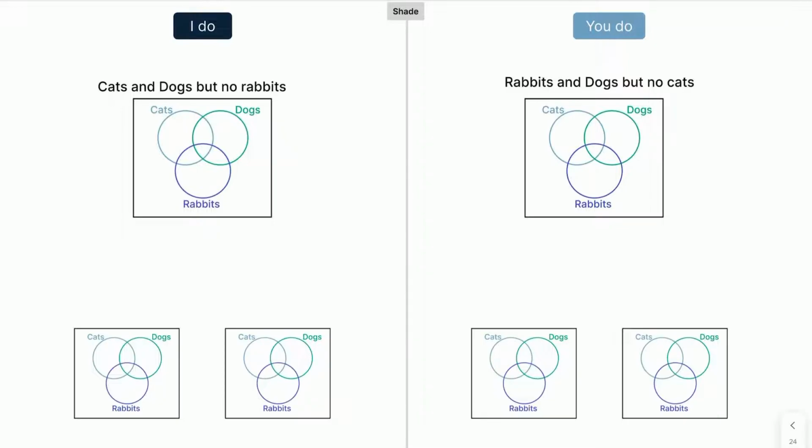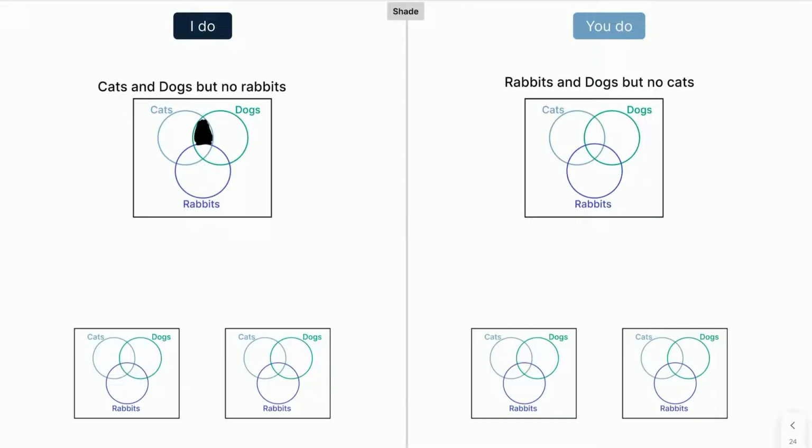Now we have cats and dogs, but no rabbits. Okay, so we've already done cats and dogs, and we knew from the previous question that cats and dogs was within here. Now, within this overlap, the top bit is going to refer to cats and dogs, but no rabbits. So that means we're not going to colour this bottom bit in. Okay, so we're just going to colour this bit in here.